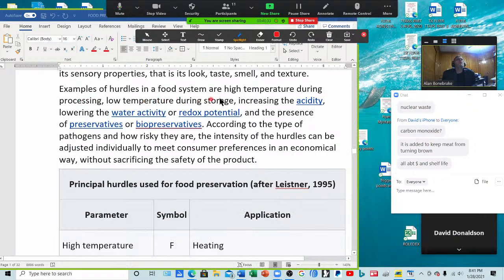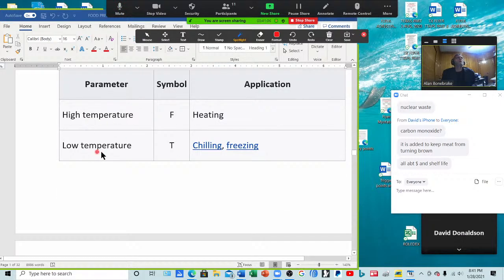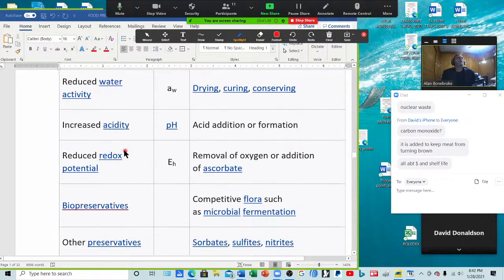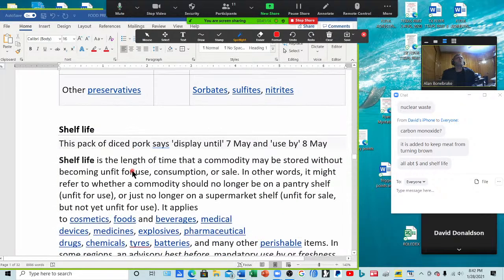Examples of hurdles in a food system are high temperature during processing, low temperature during storage, increasing the acidity, lowering the water activity or redox potential, and the presence of preservatives or biopreservatives, according to the type of pathogens and how risky they are. The intensity of hurdles can be adjusted individually to meet consumer preferences in an economical way without sacrificing the safety of the product. Principal hurdles used for food preservation, after Leistner, 1995: high temperature, low temperature, reduced water activity, increased acidity, reduced redox potential, biopreservatives, other preservatives.